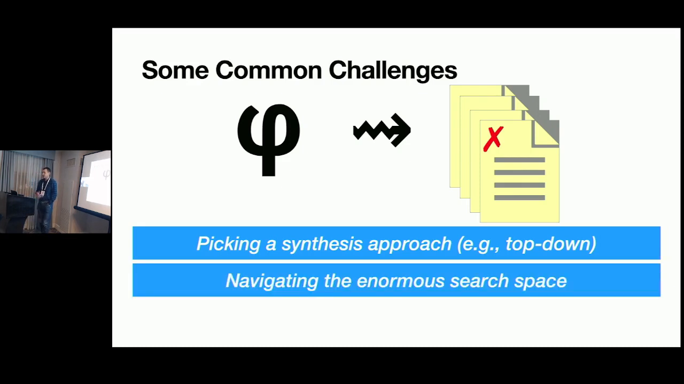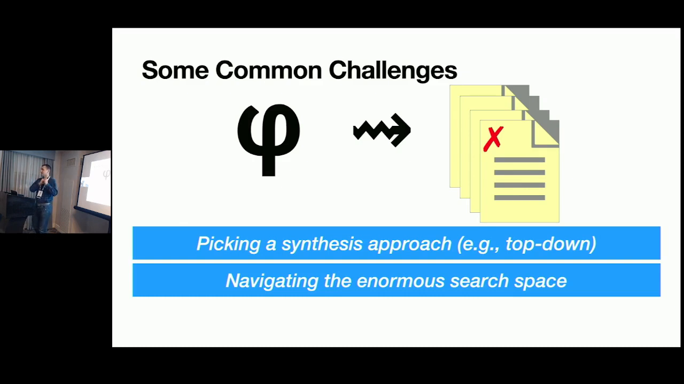Another common challenge, of course, is in any of these approaches, there's this vast search space, and there are different heuristics or approaches to navigating that search space. So a lot of systems, for example, will use a domain-specific language to impose structure on the search space.